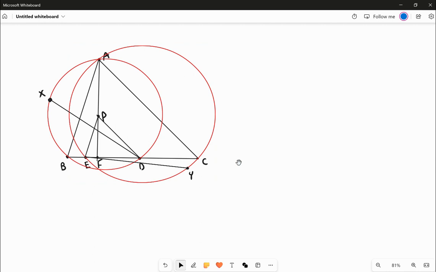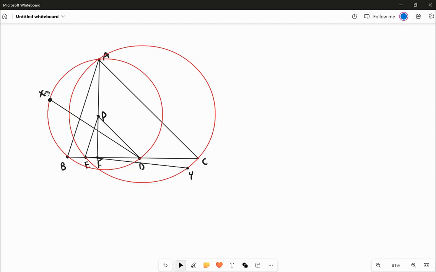Suppose we have a triangle ABC, and F is the foot of the altitude from A to BC. So AF is perpendicular to BC. And there's an arbitrary point P on AF, and points D and E are defined such that PE is parallel to AB, and PD is parallel to AC. And now we construct the circumcircles of ABD and ACE.